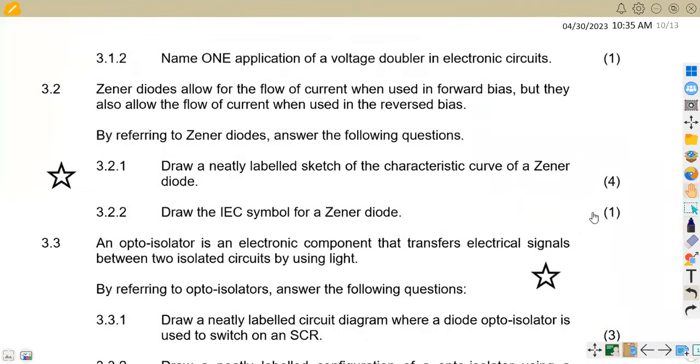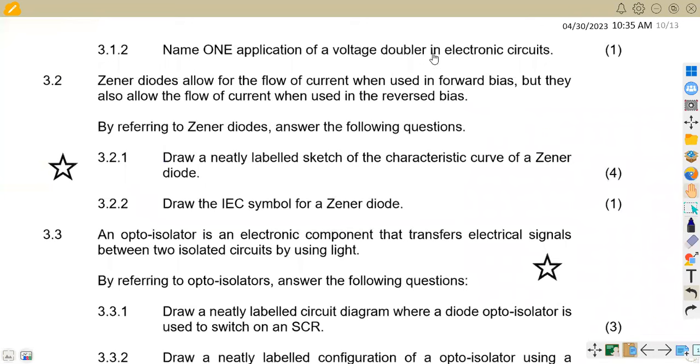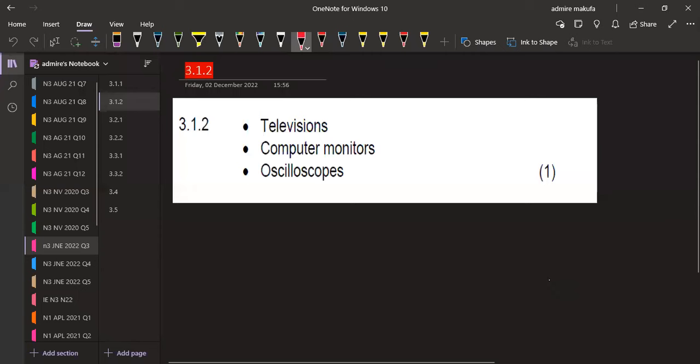3.1.2, name one application of a voltage doubler in electronic circuits. So from that voltage doubler that we have, what are the applications? So here I've got 3 applications that you can pick any one from there, because they're just an application. It can be used in televisions, in computer monitors, in oscilloscopes. We can have this as an application.